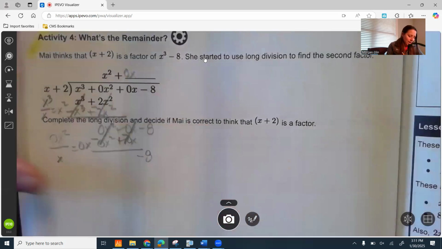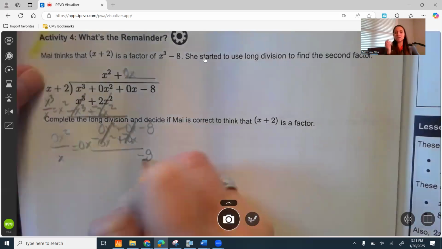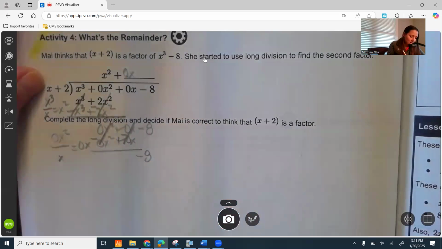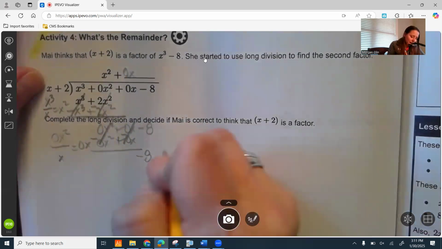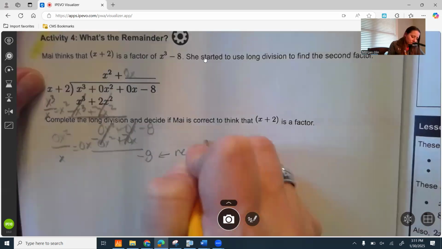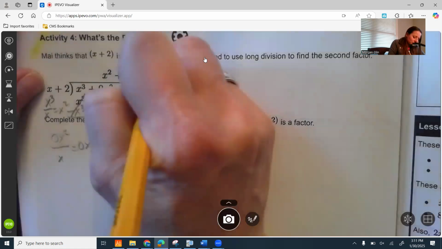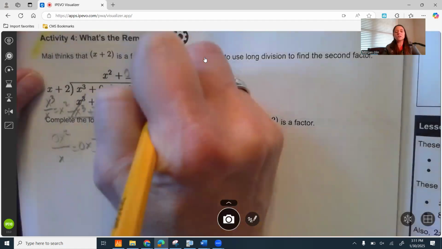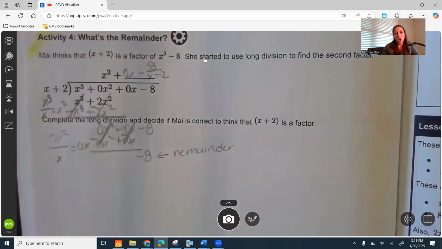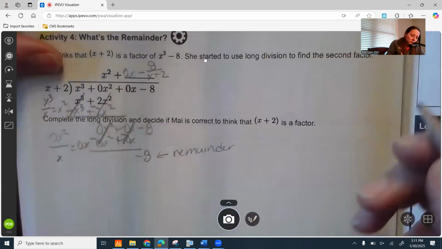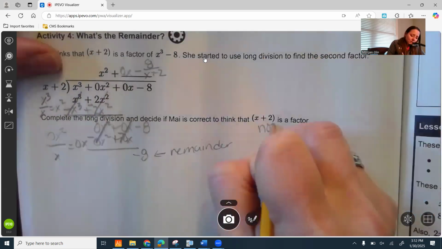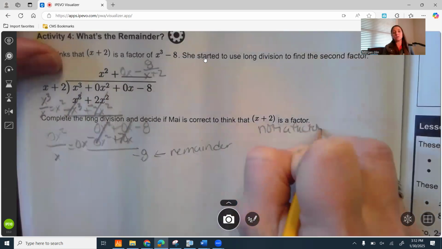What if we just go to the -8? Well, I can't divide that by x because it leaves us x in the denominator. So this must be my remainder. All right, so really we would do -8 over x plus 2. Well, the question is, is it a factor? It's not a factor. Okay, so x plus 2 is not a factor. And the reason is my remainder did not come out as 0.